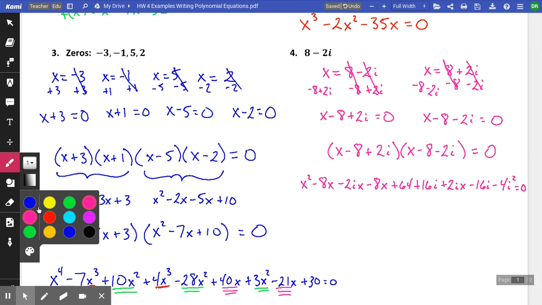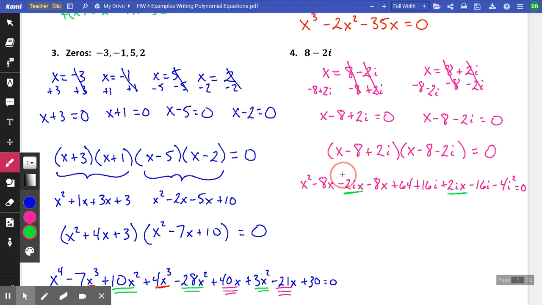However, if you're looking, you're going to notice that we have some terms that have imaginaries, and they will cancel each other. So check out this minus 2ix and this positive 2ix. They're going to drop out. They are direct opposites of each other. And the same thing happens with the positive 16i and the negative 16i. They're opposites of each other, and they will cancel each other out. Okay, and so let's keep going here.